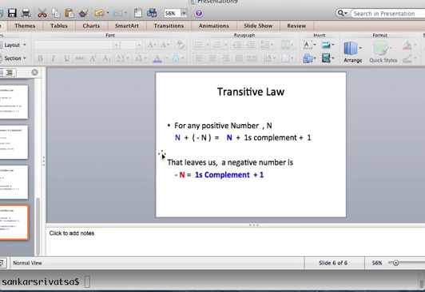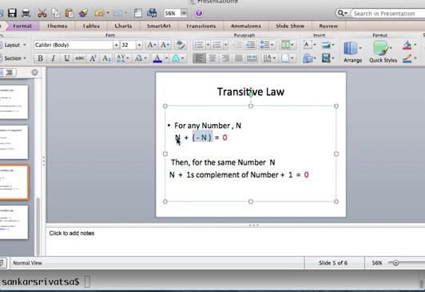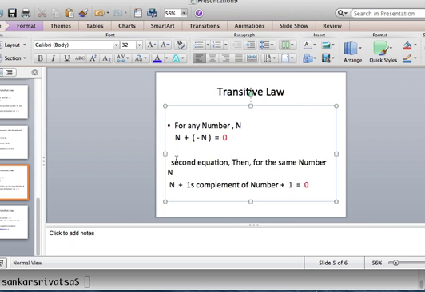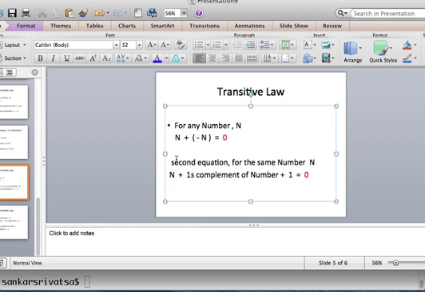Because this number plus the negative number equals 0, and we have another equation, the second equation: the number plus the complement of that number plus 1 equals 0. By the transitive law, this n plus minus n should be equivalent to that.